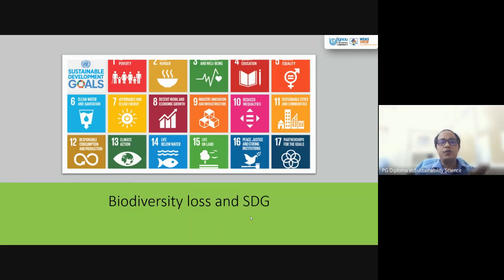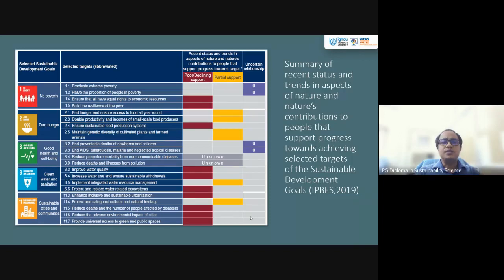So we know that we have 17 sustainable development goals, and we are trying to achieve them by 2030. But at the same time, we know that biodiversity loss is happening. So when we are not able to control biodiversity loss, how is it impacting the achievement of the sustainable development goals? Just have a quick look into that.